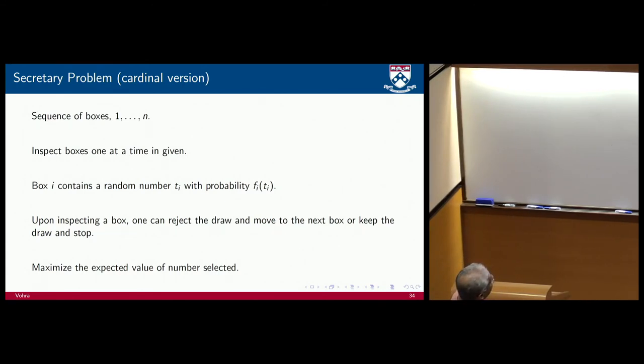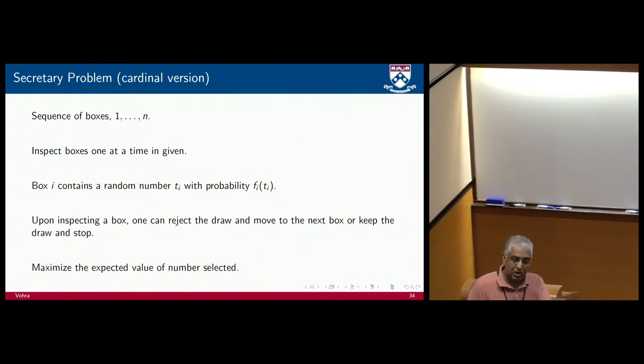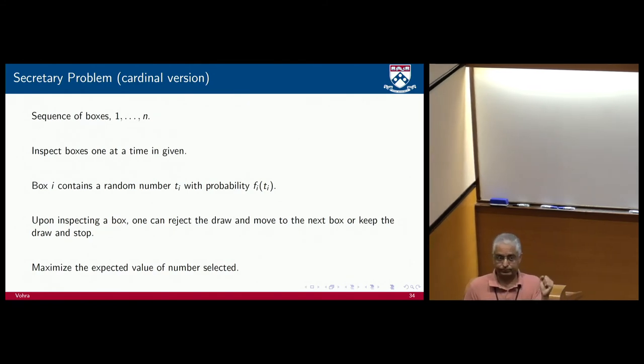Imagine a sequence of boxes numbered 1 up to N. You're going to inspect the boxes one at a time in the order given. My apologies. Okay. When you open a box, let's say box i, it contains a random number T_i. So I'm going to use the word number and type interchangeably. Okay. And that number appears with a certain probability. Okay. So when you open a box, the reward you get is random.